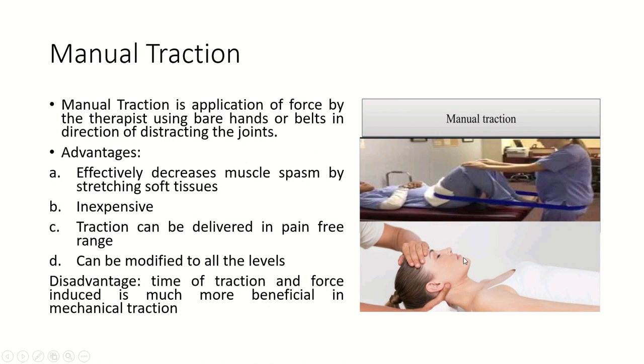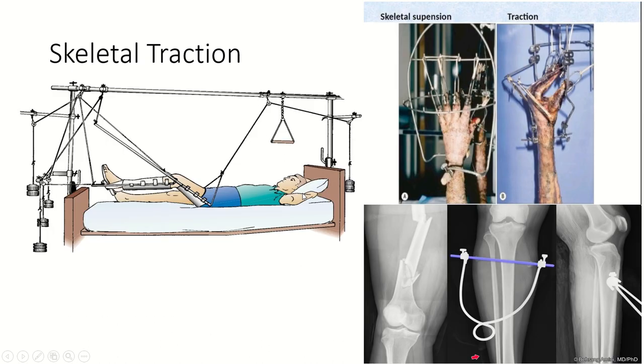The second image shows the bare hand technique of manual traction for the cervical spine. In this technique, the therapist uses a two hand technique. One hand is placed on the forehead and the other hand is placed on the neck. Both hands are just distracting the cervical segments from each other. Disadvantages: the time of traction and force induced is much more beneficial in mechanical traction.